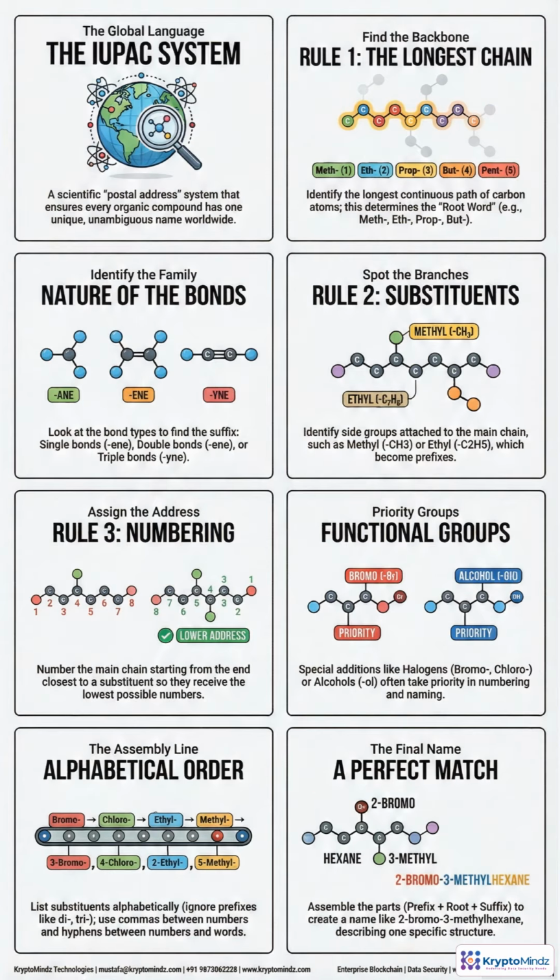Choose the longest chain, determine bond types, locate substituents, assign numbers with priority rules, order substituents alphabetically, and then assemble prefix, root, and suffix. With practice, these steps make it straightforward to name or interpret even complex organic molecules.